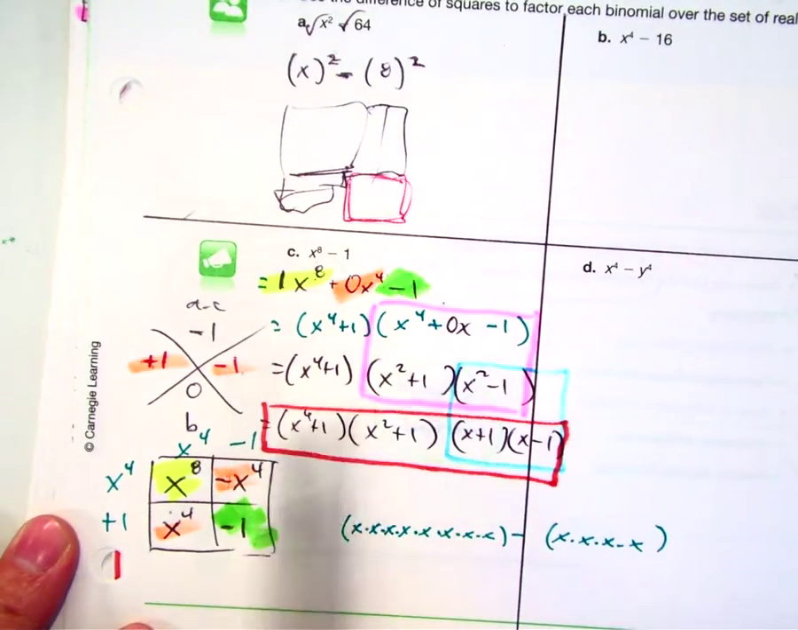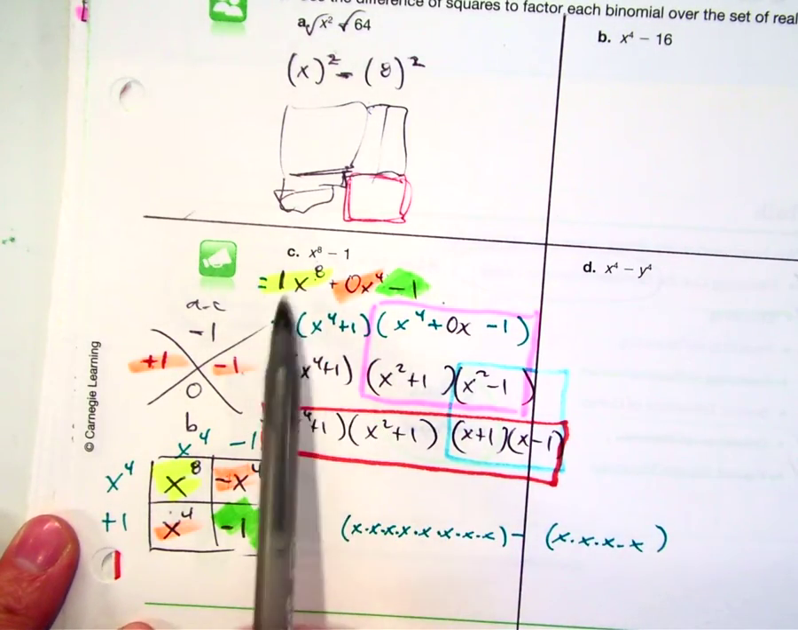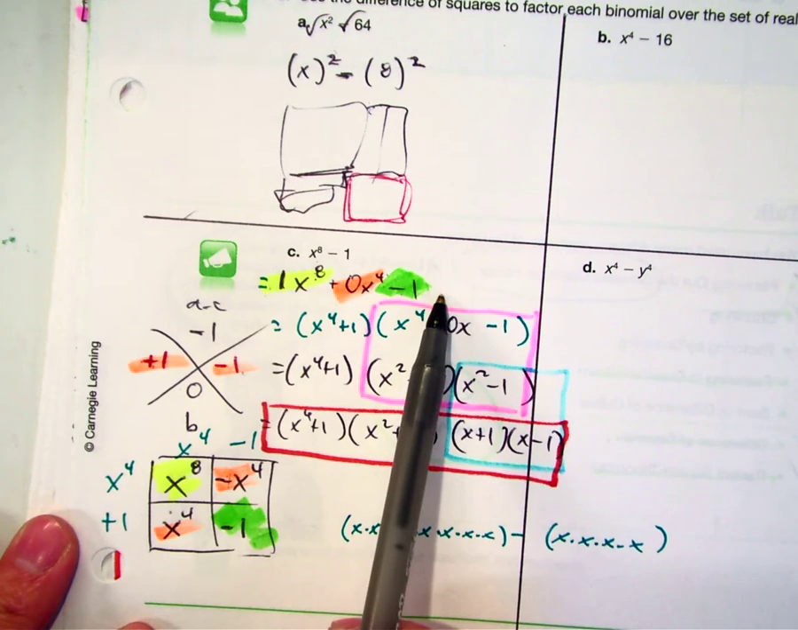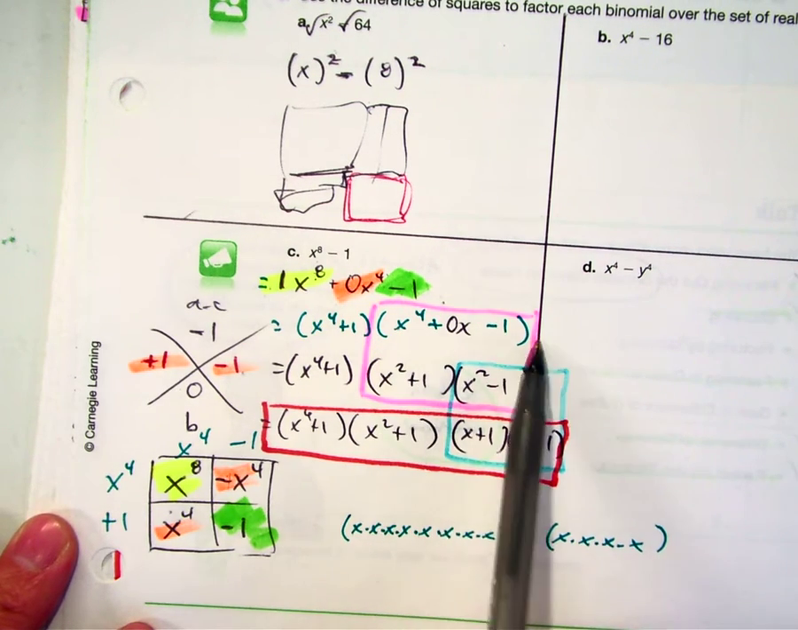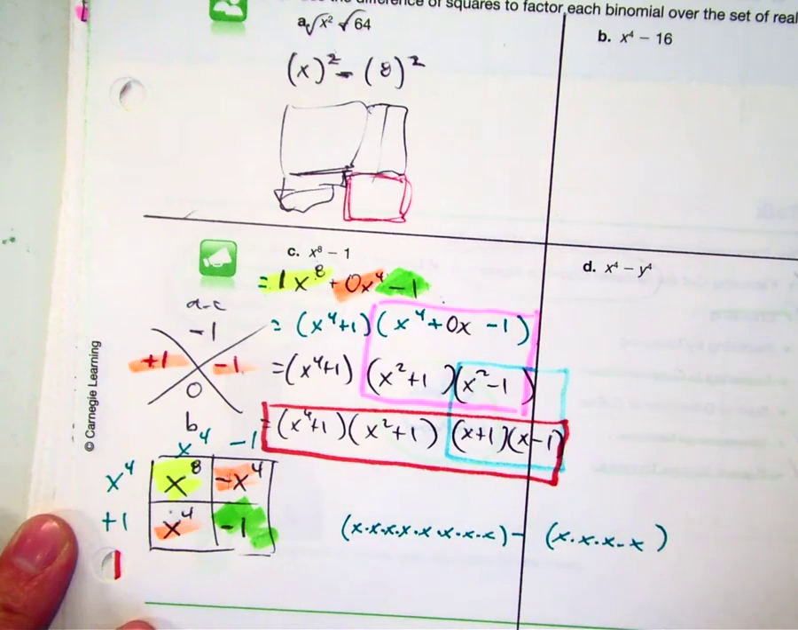Alright, so in this problem, let's count. I had 1 difference of squares, 2, 3. So we had to do that 3 times to get your answer.